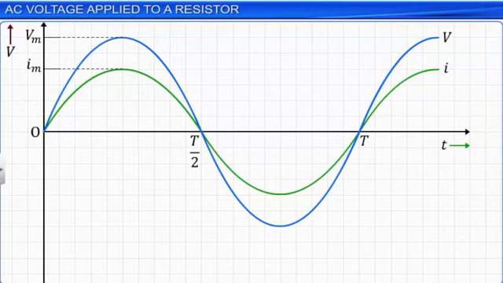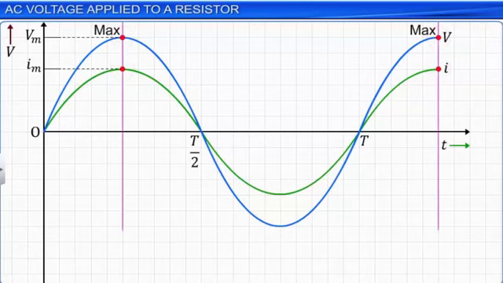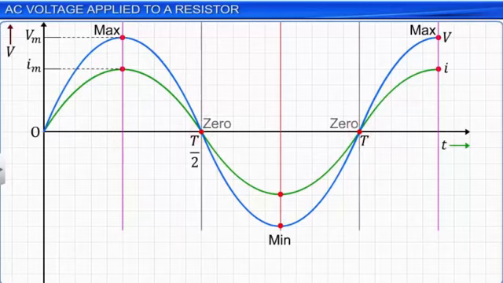Here we observe that the magnitude of the current flowing through the resistor and the voltage across the two ends of the resistor reach their maximum values at the same time. They also reach their respective minimum values at the same time. In fact, these values even reach 0 at the same time. This implies that in a pure resistor, the current flowing through the resistor is in phase with the potential difference across it.